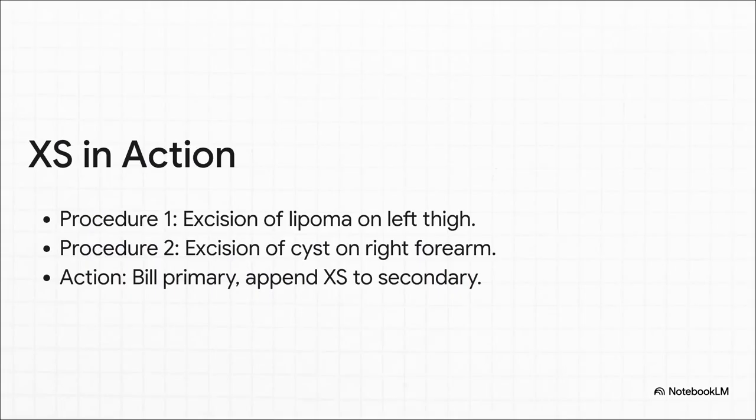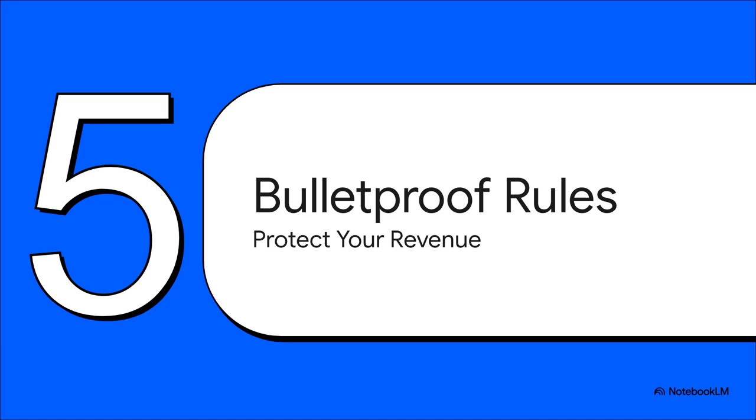Here is a perfect surgical example to lock this in. Procedure 1, excising a lipoma on the left thigh. Procedure 2, excising a cyst on the right forearm. You bill a primary, then append XS to the secondary. It perfectly communicates that these were truly separate structural sites. Now for the most critical part of all of this.